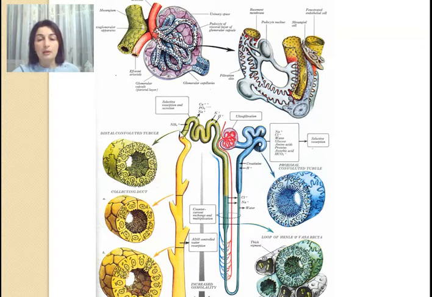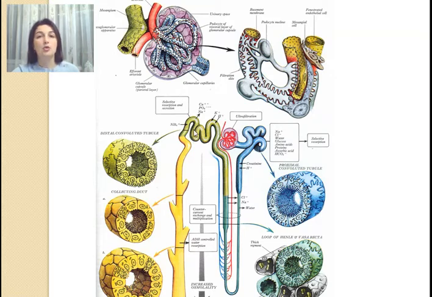Finally, from the distal tubule, the urine flows into the collecting tubules. The distal tubules are covered by simple cuboidal epithelium. But here the amount of microvilli and interdigitations is less than it was in proximal tubules. Also, the length of proximal tubules is approximately 7 times longer than the length of the distal tubules.